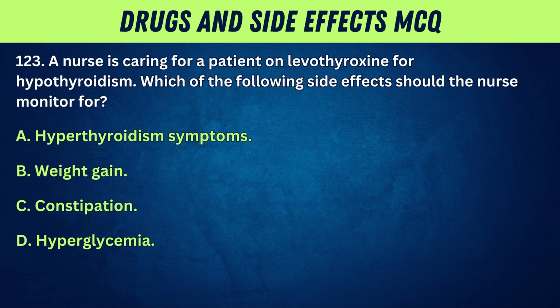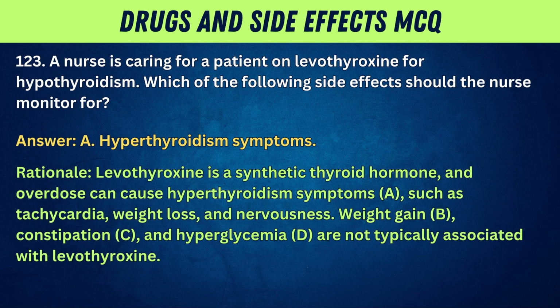123. A nurse is caring for a patient on levothyroxine for hypothyroidism. Which of the following side effects should the nurse monitor for? A. Hyperthyroidism symptoms. B. Weight gain. C. Constipation. D. Hyperglycemia. Answer: A. Hyperthyroidism symptoms. Rationale: levothyroxine is a synthetic thyroid hormone, and overdose can cause hyperthyroidism symptoms, A, such as tachycardia, weight loss, and nervousness. Weight gain, B, constipation, C, and hyperglycemia, D, are not typically associated with levothyroxine.